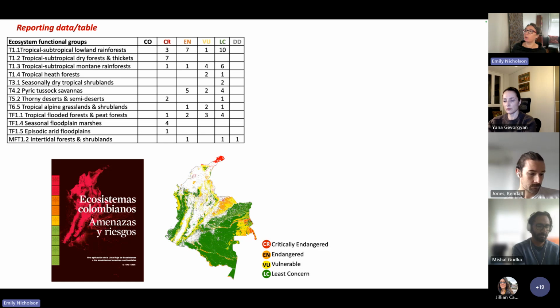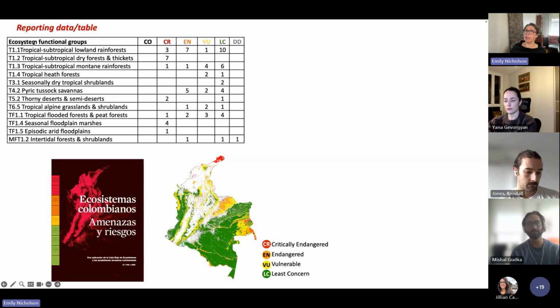So what does this look like? Here I've got the example from Colombia. This is based on their National Red List of Ecosystems assessment that was developed in a partnership that included universities, the government institutes and NGOs, and that was published a few years ago, I think 2018 or 2019. This is a mock-up of what the reporting data would look like. We're still developing the reporting template.